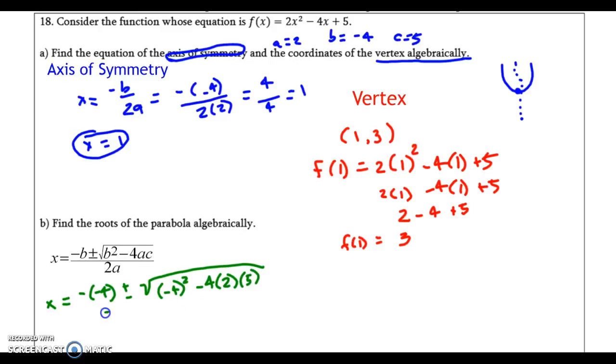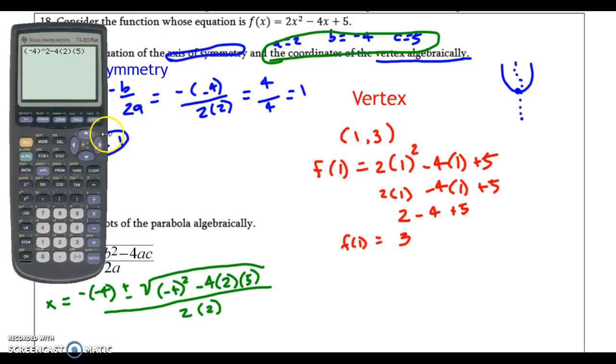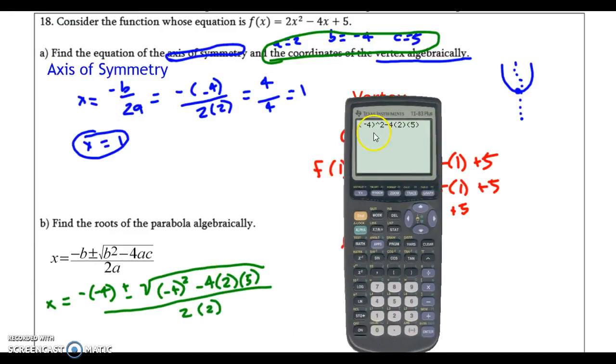I'm going to divide that by 2 times a, and that means 2 times the a value, which is 2. And remember, I'm getting these a, b, and c values from up here. We found the a, b, and c values a long time ago. So now that I've written this out, my next step is to take everything inside this square root and simplify it in the calculator, without putting the square root, just putting all the numbers. According to the calculator, negative 4 squared, keeping in mind that we need to use these parentheses here, minus 4 times 2 times 5, gives me negative 24.